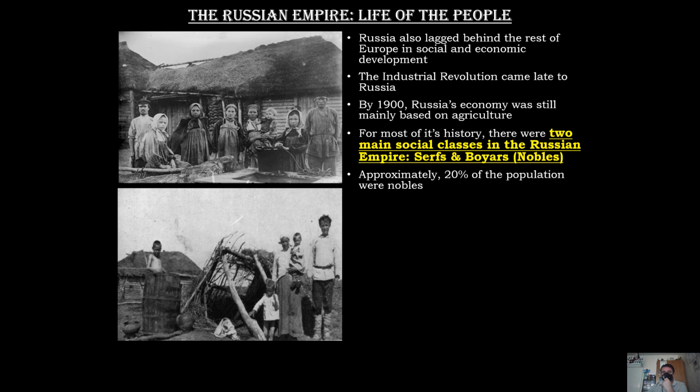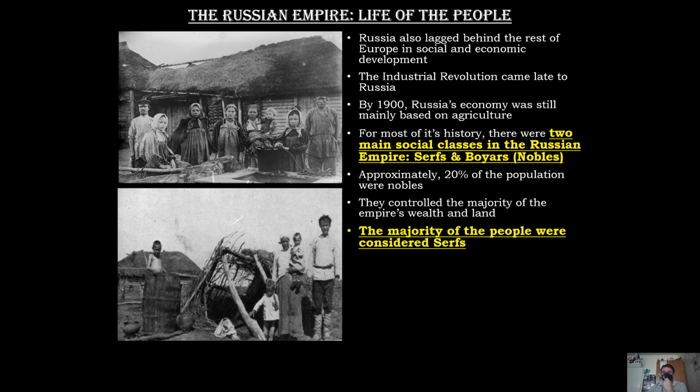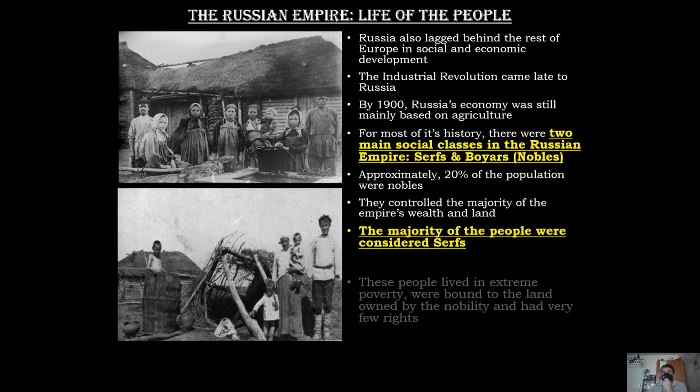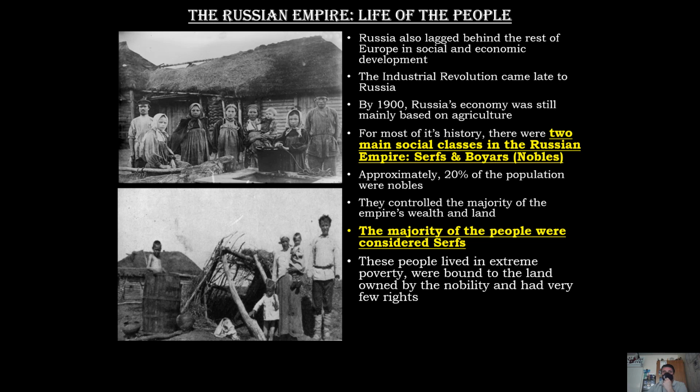Approximately 20% of the population were nobles. They controlled the majority of the empire's wealth and land, whereas the majority of the people were considered serfs. These people lived in extreme poverty, were bound to the land owned by the nobility, and had very few rights. In contrast, Russia's czars owned numerous palaces and lived in luxuries. So the disparity between rich and poor was extremely high in Russia for most of its history.